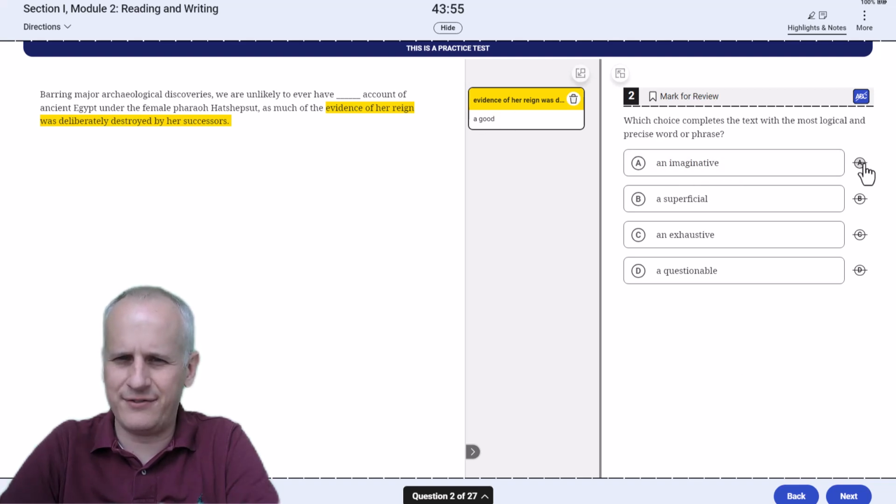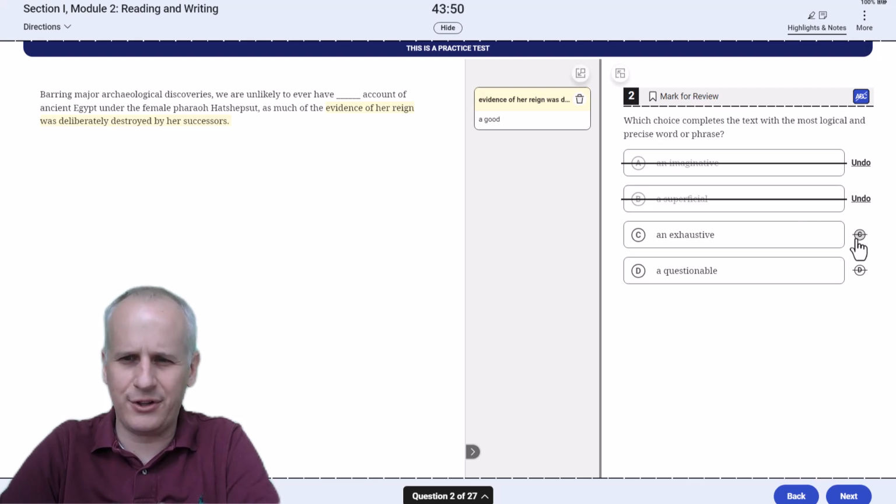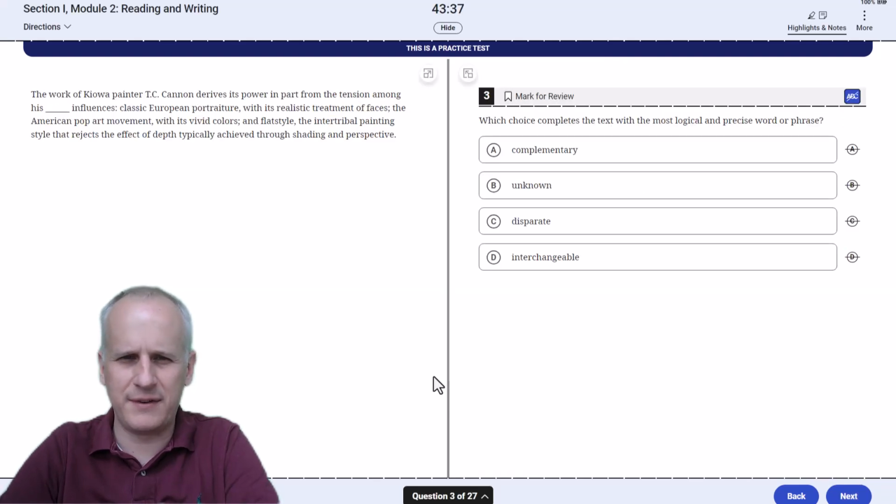So we then cross-check the answer choices against "a good account." So imaginative doesn't match a good account. Superficial is a tone reversal. Exhaustive would be a good account in context. And questionable would not match good. We would read exhaustive back into the sentence to confirm that it creates an overall coherent narrative. But we'll move on to the next question for the purposes of this video.